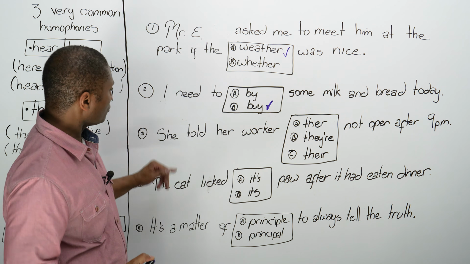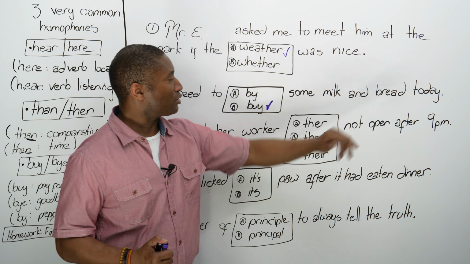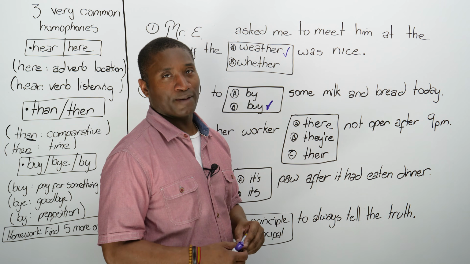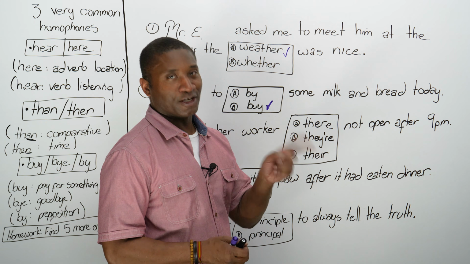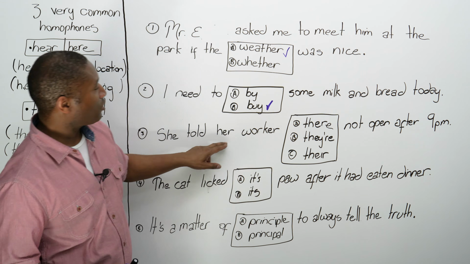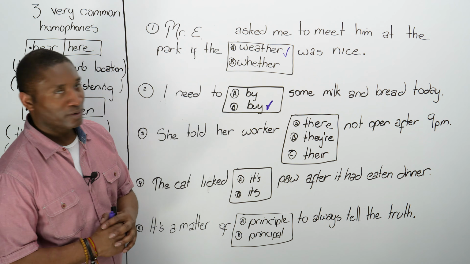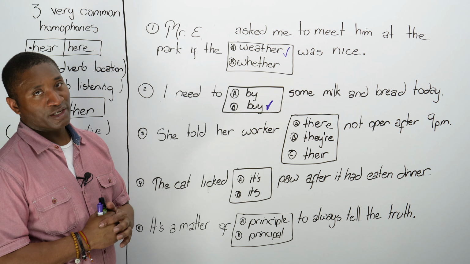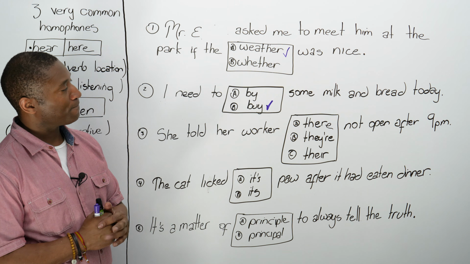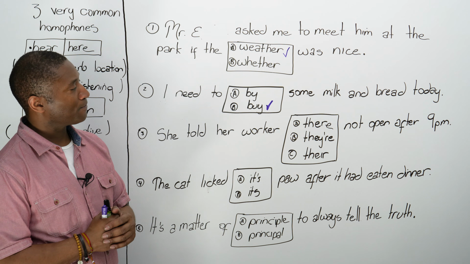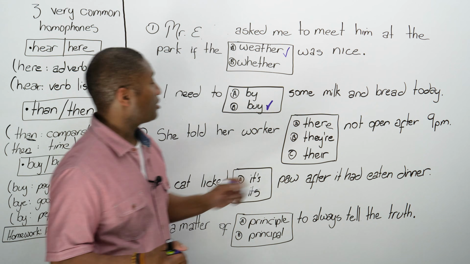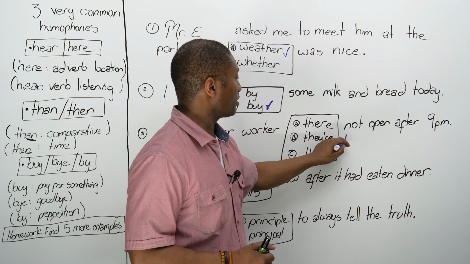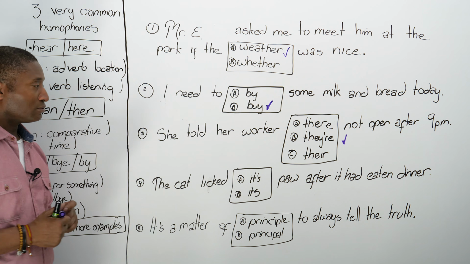Let's do number 3. She told her worker they're not open after 9 p.m. It's the second time I fixed something on the board. This is not good. Okay, now let's take a look. She told her worker they're not open after 9 p.m. This is a tough one because you got 3 choices. Which one do you think it is? Good for you. Remember the contraction? The worker, they are not open. So it's B. They are not open after 9 p.m. We're using the contraction there. All right, cool. We're doing pretty well.